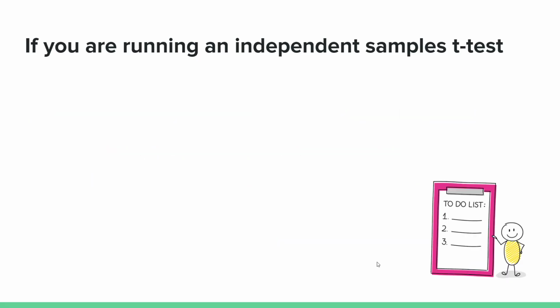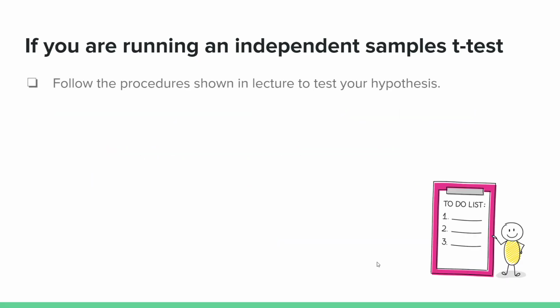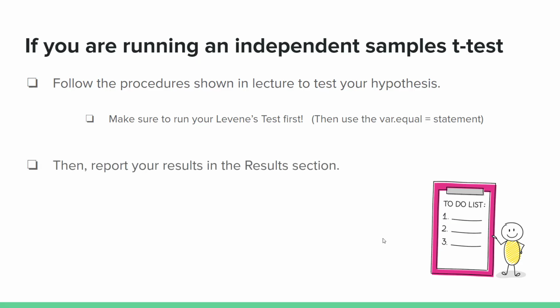Now, if you're running an independent samples t-test, then first of all, you want to follow the procedures you've seen in lecture to test your hypothesis. And so go ahead and run your independent samples t-test. Now, when you do that, make sure to run your Levene's test first, and then you can use that to update your code for your t-test where you state the var.equal. And then go ahead and report what you find in the results section of your poster.